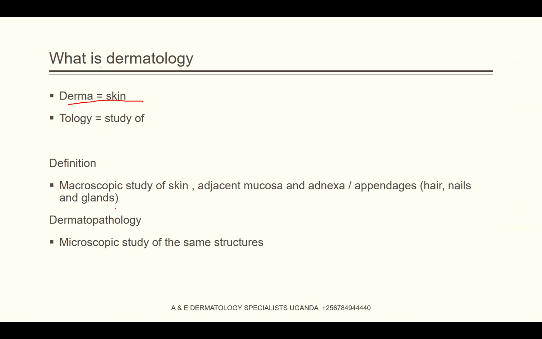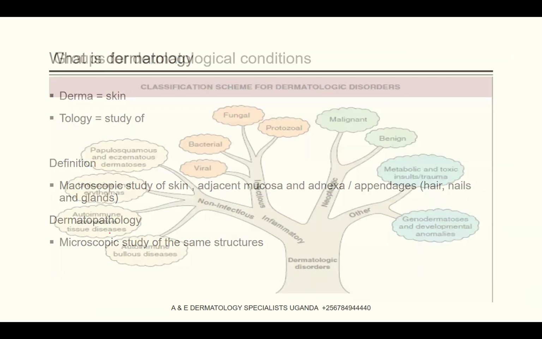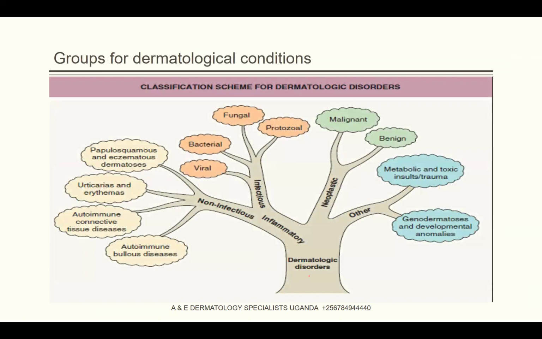So usually when you're looking at these structures of the skin, you look at the skin, mucous membranes, we look at the adnexia, and then the appendages, which include hair, nail, and the glands. If you're looking at this structure macroscopically with your naked eyes, that is dermatology. When you're looking at this structure microscopically, then this is what you call dermatopathology. And when you're looking at dermatology, there's this nice schematic diagram that tries to explain how dermatology works.